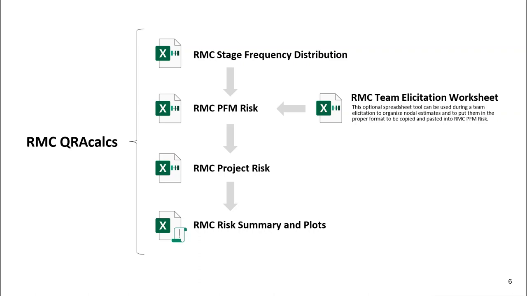Data from RMC stage frequency distribution feeds into RMC PFM risk, which then feeds into RMC project risk. RMC risk summary and plots links with RMC project risk to plot the data. A fifth spreadsheet, RMC team elicitation worksheet, is an optional spreadsheet tool that can be used during a team elicitation to organize nodal estimates and to put them in the proper format to be copied and pasted into RMC PFM risk.